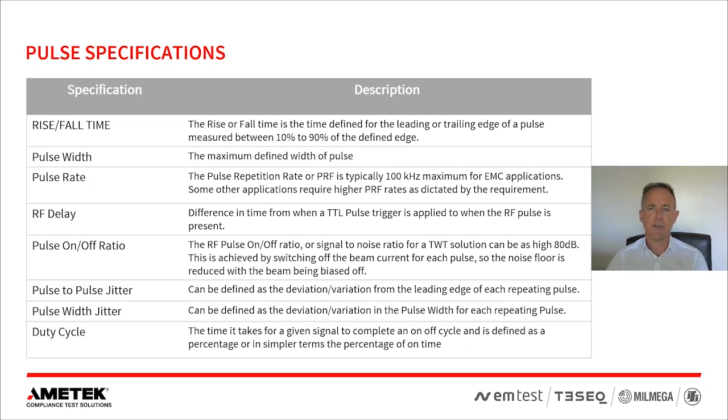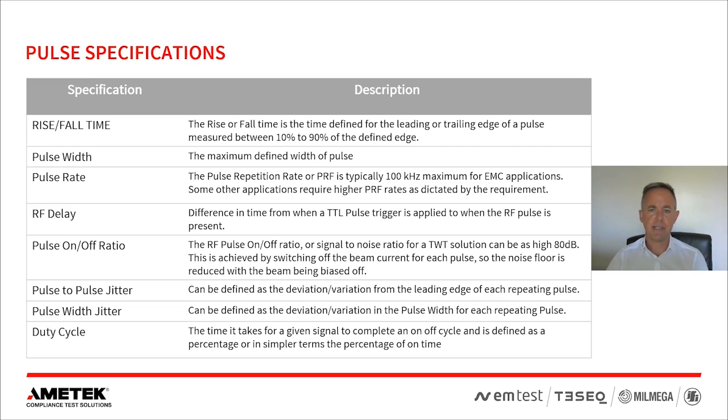When considering amplifiers for pulse applications, the following specifications for the pulse requirement should be considered. The rise and fall time. The rise or fall time is defined for the leading or trailing edge of a pulse, measured between 10 and 90%. Pulse width, the maximum defined width of the pulse. Pulse rate, the pulse repetition rate, or PRF, is typically 100 kHz maximum for EMC applications. Some other applications, though, require higher PRF rates.